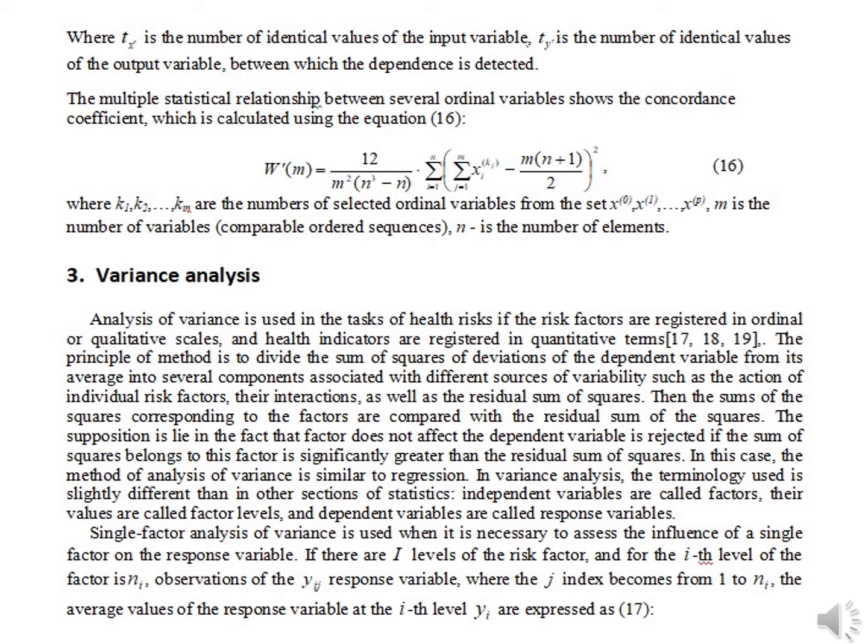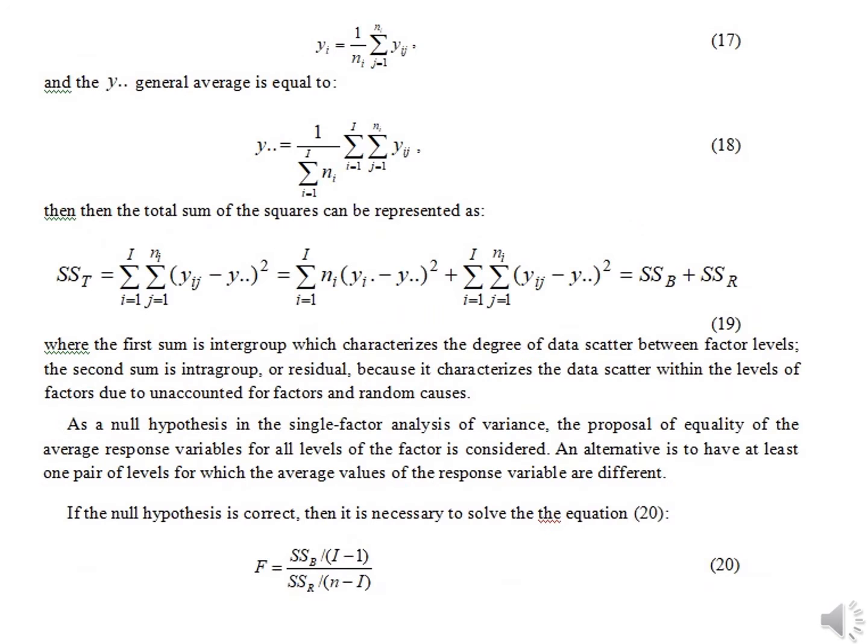Single factor analysis of variance is used when it is necessary to assess the influence of a single factor on the response variable. Response variables are expressed in equation 17. As the null hypothesis in the single factor analysis of variance, the proposal of equality of the average response variables for all levels of the factor is considered. An alternative is to have at least one pair of levels for which the average values of the response variable are different. If the null hypothesis is correct, then it is necessary to solve equation number 20.